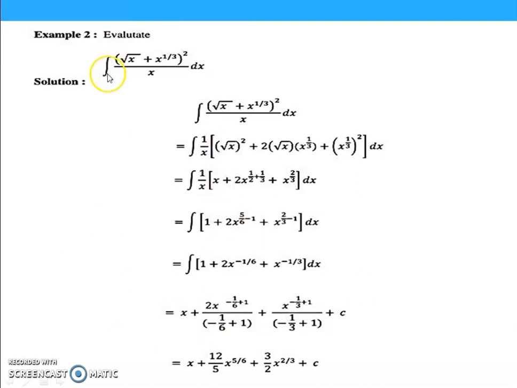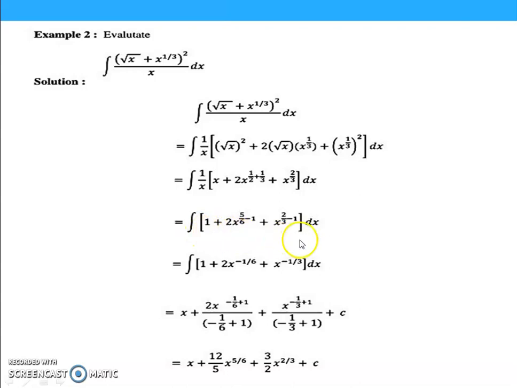Let's take an example. Evaluate this integral. So what are we going to do? First, we are going to rewrite it, that is by expanding the square in the numerator. I am using the result that a plus b whole square is a square plus 2 times ab plus b square. I have written it, then divide the whole of these terms by x.